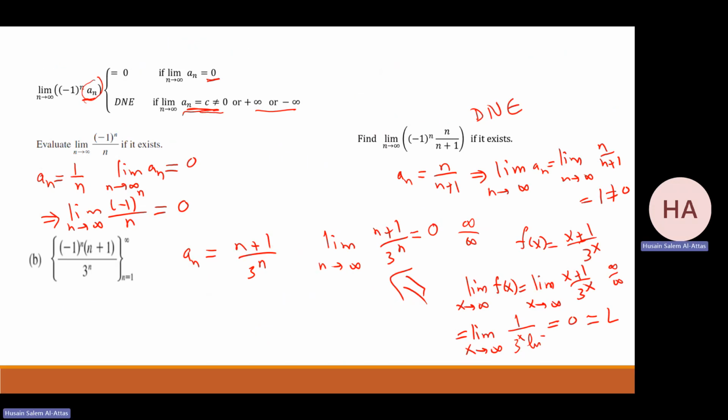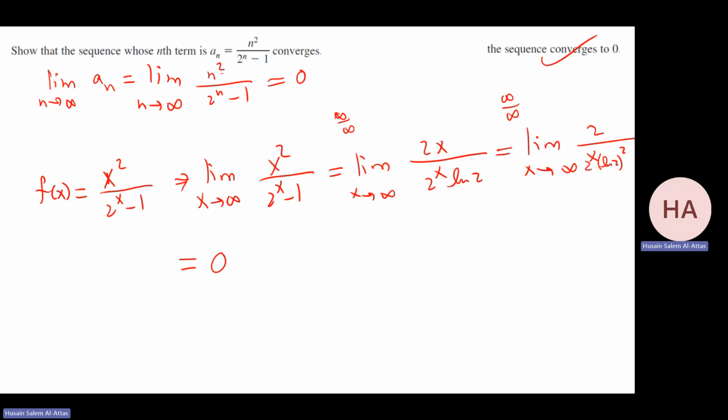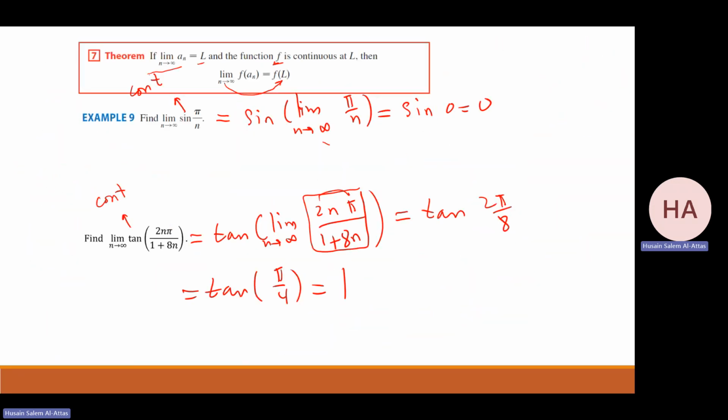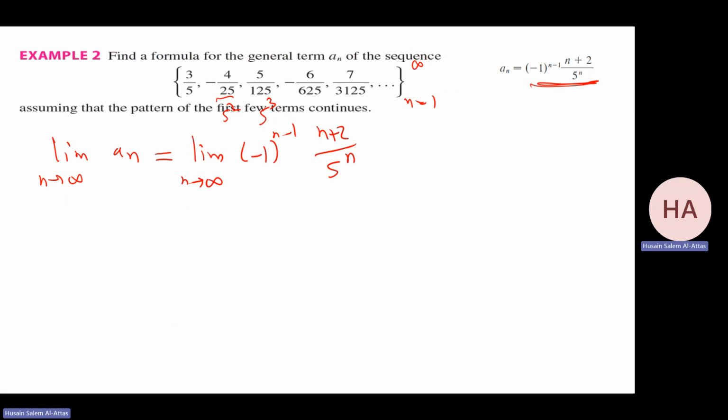You remember we said if we have something like this, how to do it? I just check the limit of |a_n|, forgetting about the -1 to the power. If it is 0, then the limit is 0. If the limit is not 0, or infinity or minus infinity, then we say it diverges, the limit does not exist.